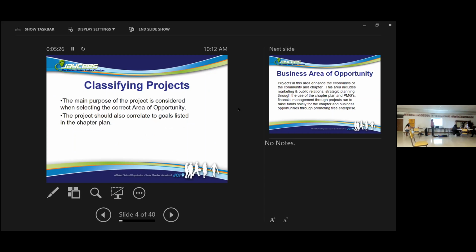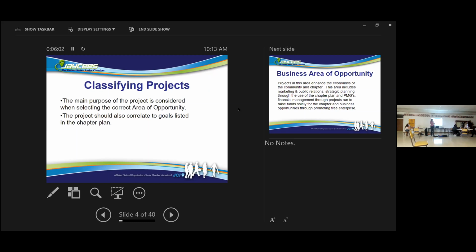So how do you identify what your events are? In the Jaycees, there are four pillars that your projects fall under. Does anybody know what those are? Local economic growth, growth and empowerment. Well, the pillars above that. Like community, individual development, ways and means, and business. You're almost on the right track.